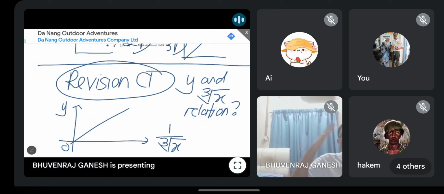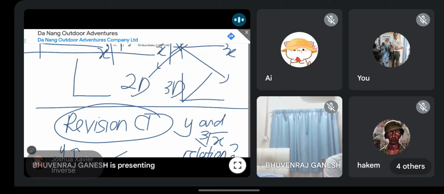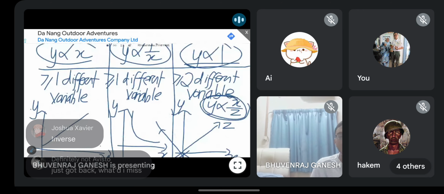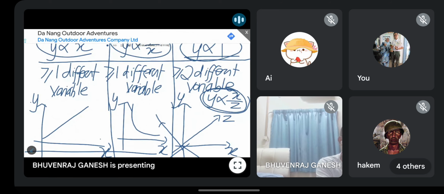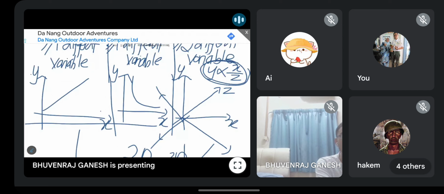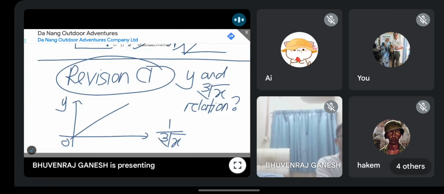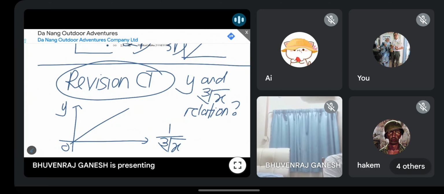Haida. Sorry, Hakim. Remember what I said just now? This one, joint variation. How many variables? You just got back, you missed this part. This whole part, but actually no need to know. This is extra knowledge only. Just a sharing only for me. Now is the important part. Revision.